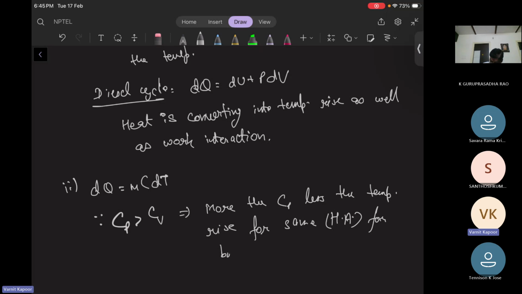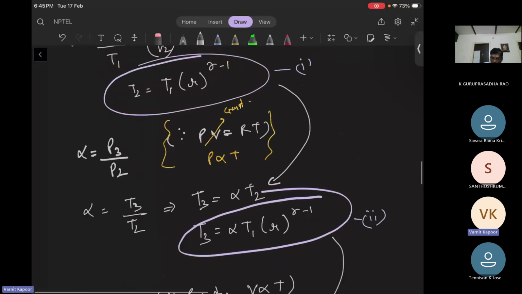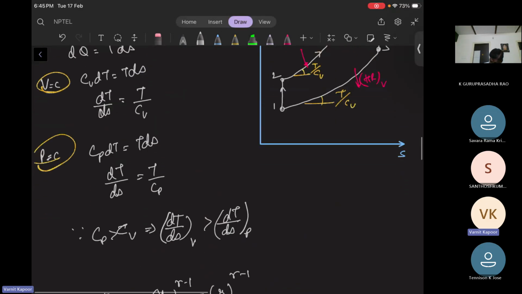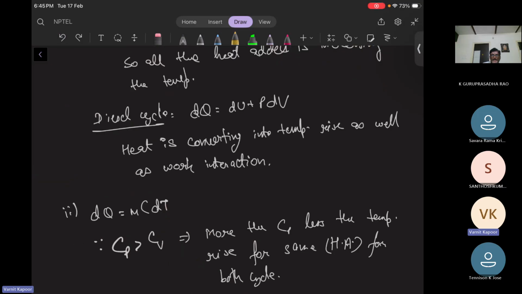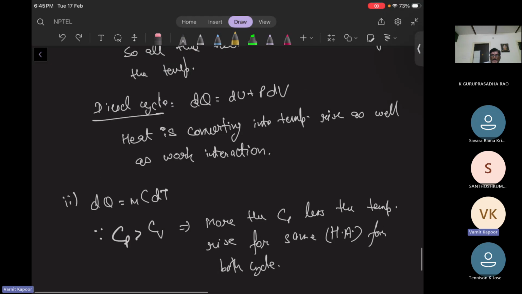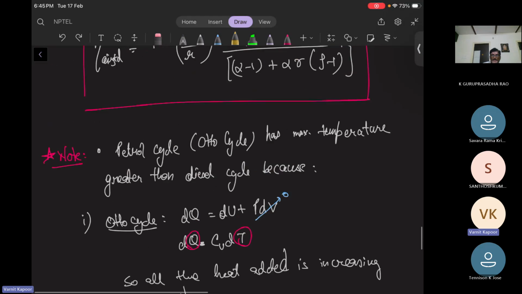Why am I saying that? Because if you see this relation which we have derived here, the cp value is higher than the cv value. So the gradient dt by ds for constant volume is higher than that of constant pressure. So the change in temperature will be higher in the constant volume process compared to the constant pressure process. All right, I think this might be clear.